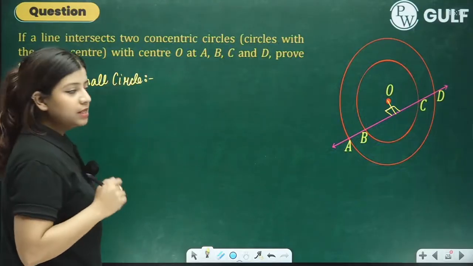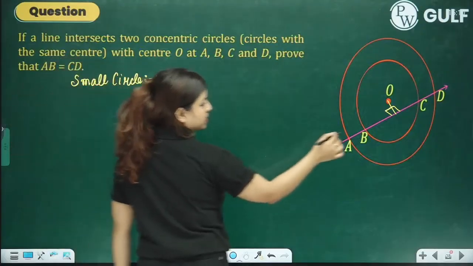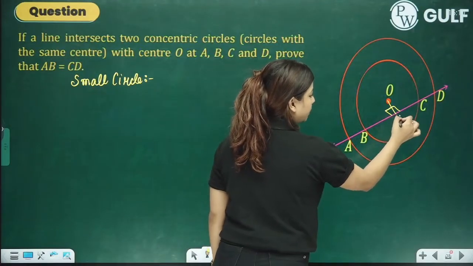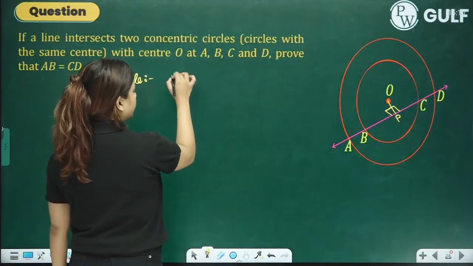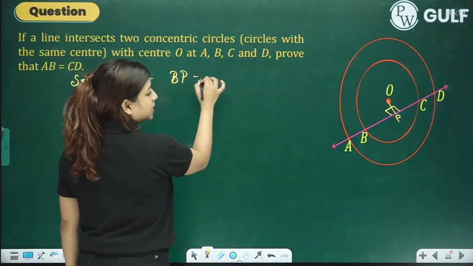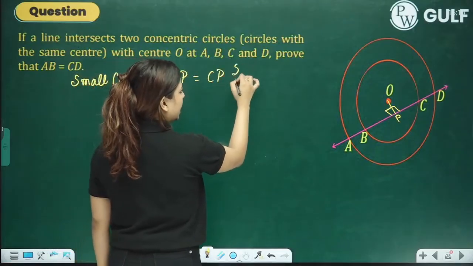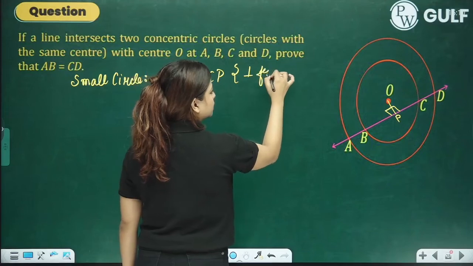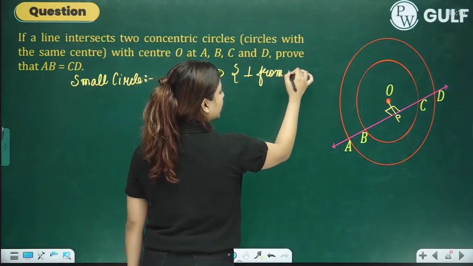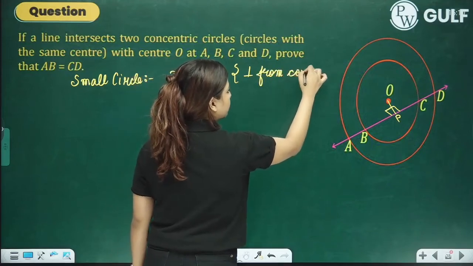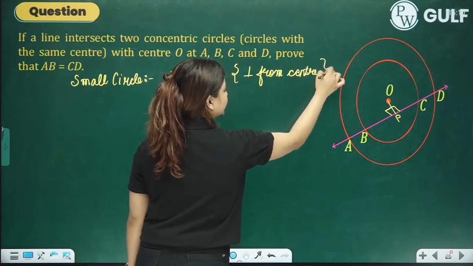So, in the small circle, we can say that, for example, let's name this as P. We can say that BP is equal to CP. Why? Because the perpendicular from the center of the circle bisects the chord. I hope you guys remember this.